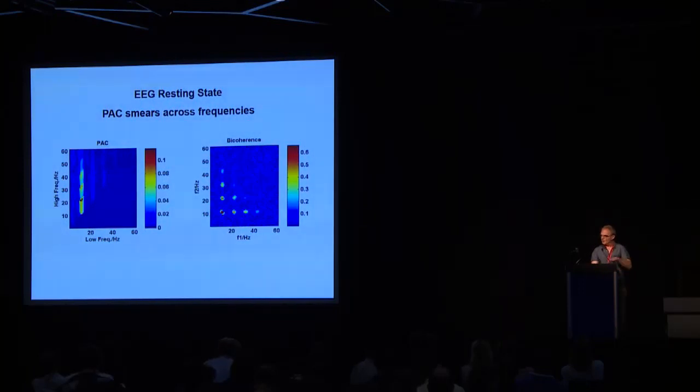So actually, if you go through the math, you will find, with this modification, that phase amplitude coupling can be expressed as just a smeared version of bicoherence. So in this case, I would advocate, well, why don't you just calculate bicoherence in the first place?